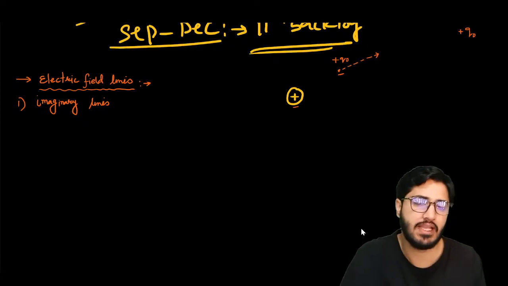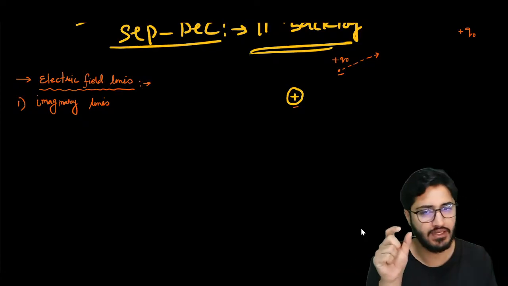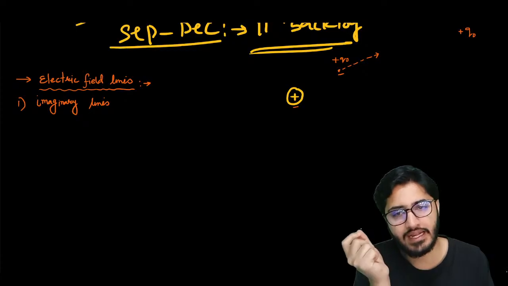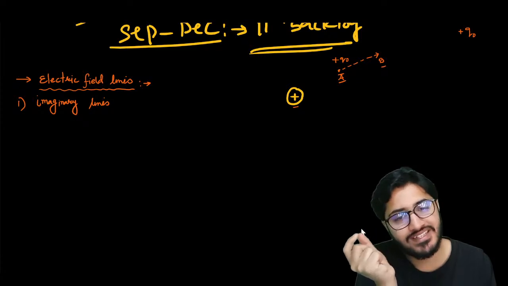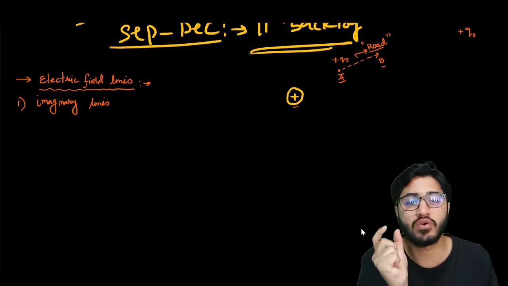Okay. If I release the charged particle at a particular point, point A, it will go along to B. Why? Because due to the force of repulsion, my charged particle will go from A to B. So this dotted line shows a road. The dotted line represents a road.